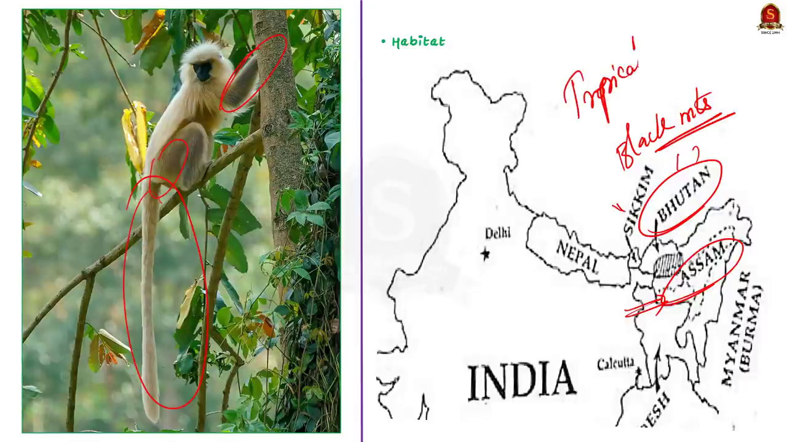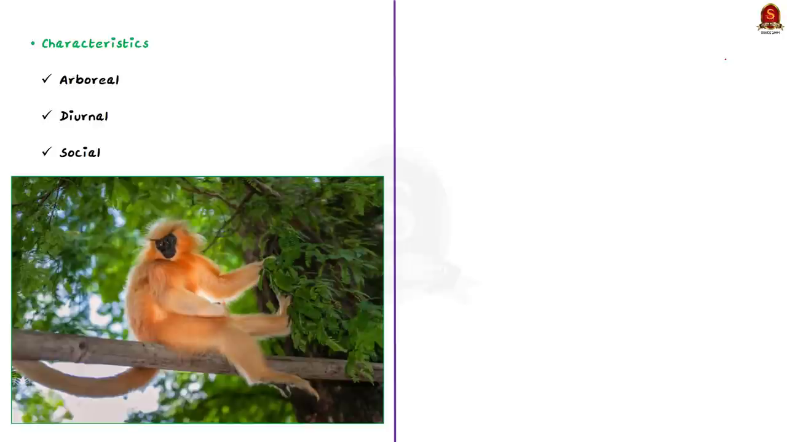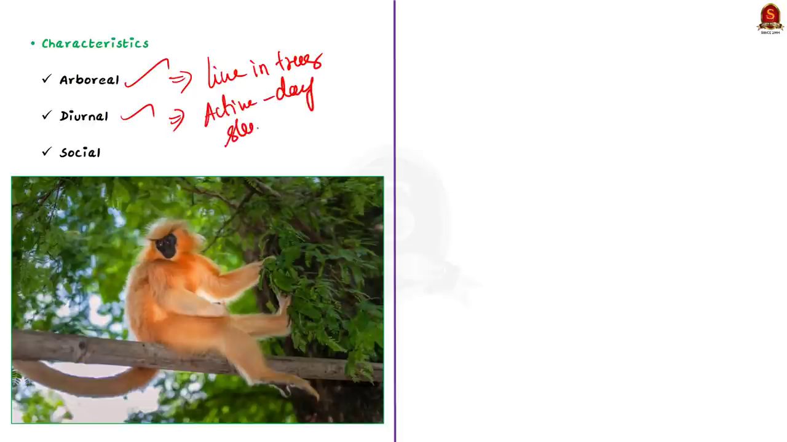Now, let us see some of the characteristics of the golden langur. These golden langurs are arboreal and diurnal creatures. What is meant by arboreal? See, arboreal means animals that live in trees. And what does diurnal mean? Diurnal means animals that are active during the day and then sleep at night. These golden langurs are social and generally live in troops.